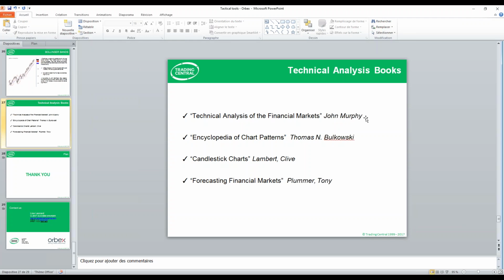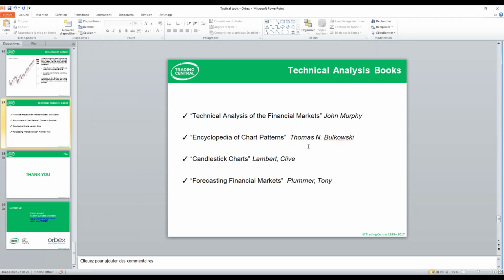For example, the John Murphy book. So this one, the first, Technical Analysis of the Financial Markets. That's one of the most popular books in technical analysis. I would really advise you to read this book if you like technical analysis, if you want to learn more, because it's very easy to read, and it will give you all the basic principles, the basic concepts in technical analysis. So clearly that would be my recommendation for you, the John Murphy book.